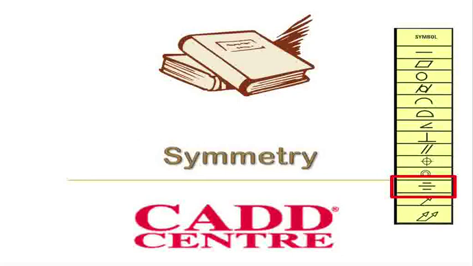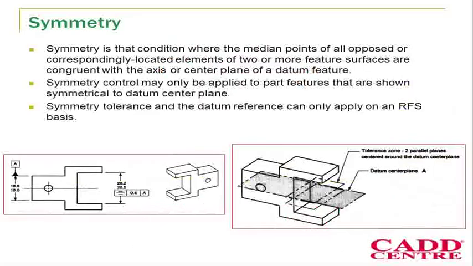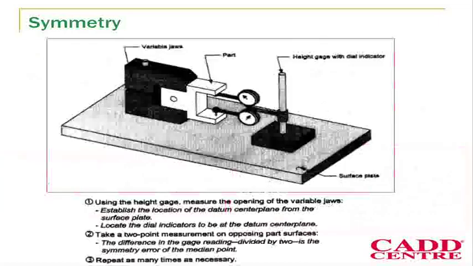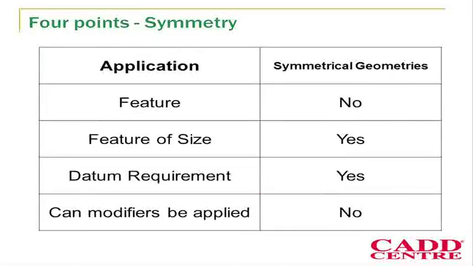The symmetry condition is represented with a symbol as shown in the picture. It is a condition where the median points of all opposed or correspondingly located elements of two or more features are congruent with the axis or the center plane of a datum feature. As mentioned, symmetry tolerance and the datum reference can apply only on an RFS basis. The picture shows the inspection method for a symmetry condition. The symmetry condition can only be applied for symmetrical geometries. It should be represented only on a feature of size, not for a feature. It requires a datum. Since it can be implied only on RFS, modifiers cannot be applied.